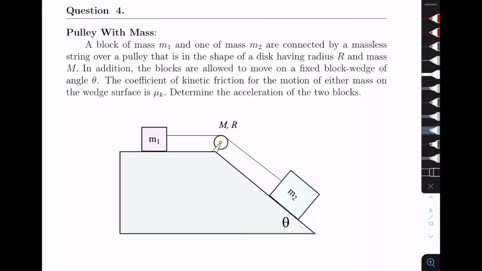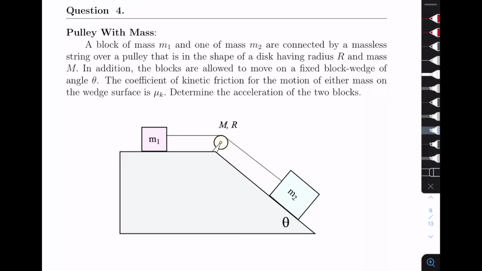For every other previous problem that we've done for the dynamics, we've neglected the mass of the pulley, even though it does exist. But in this case, we are not neglecting the mass of the pulley. We're actually including it in the system. What that means is that there's going to be some kind of torque on this pulley.